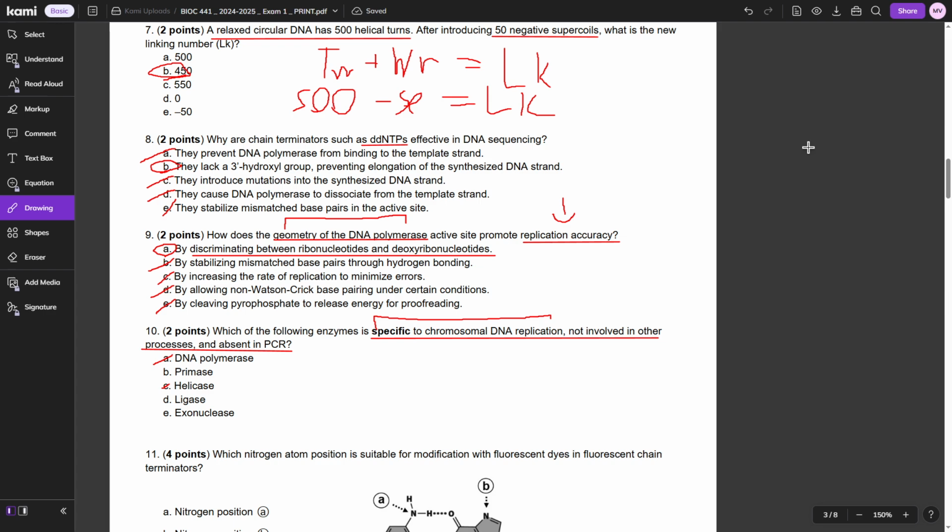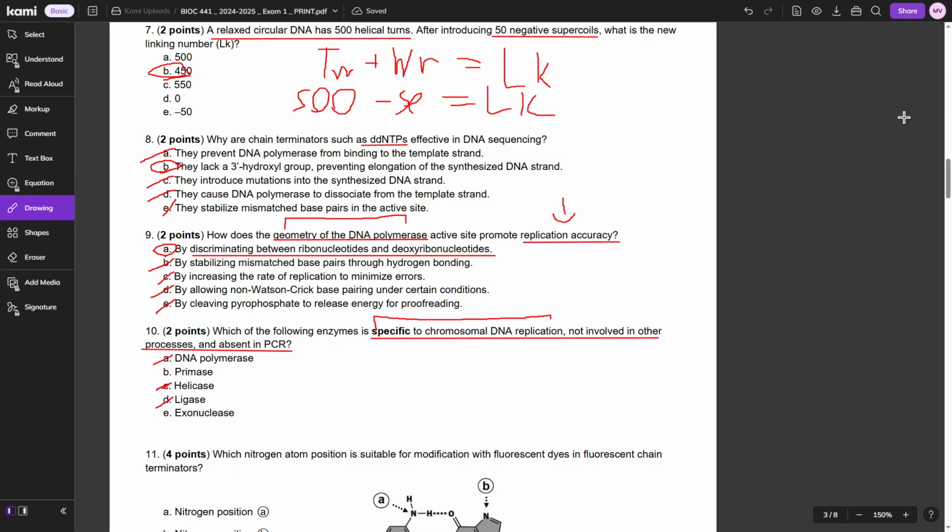Okay. Anyways, for ligase, so specific to chromosomal DNA replication. Ligase is something that is used in DNA replication, but it's not specific to DNA replication. It's also involved in other processes, and by that I mean it's involved in general DNA repair, right? So any kind of repair that you're doing, you can use ligase for that. So ligase is not a good answer here because it's just a general repair enzyme, and it's not very specific to DNA replication. It's used in many other processes that involve any kind of repair.